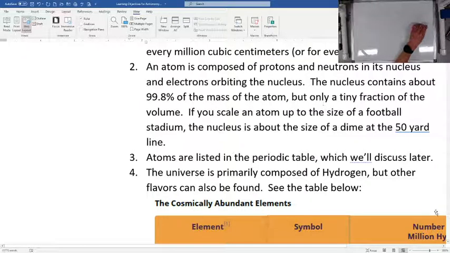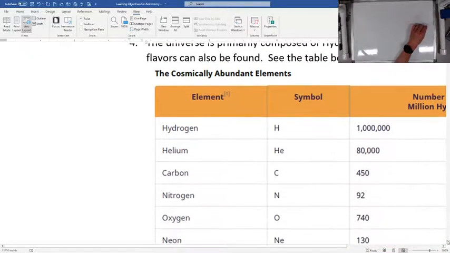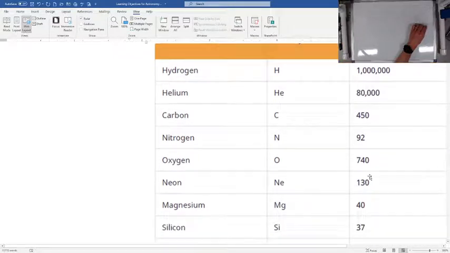If you study the universe, which our scientists and astronomers do, what we find is certain elements are much more common than others. For every million hydrogens, you can see in this table, there are about 80,000 heliums, and then 450 carbons, 92 nitrogens, 740 oxygens, 130 neons, and so on. The universe is so dominated by hydrogen that the others almost don't matter. And certainly once you get past hydrogen and helium, there's not much else.